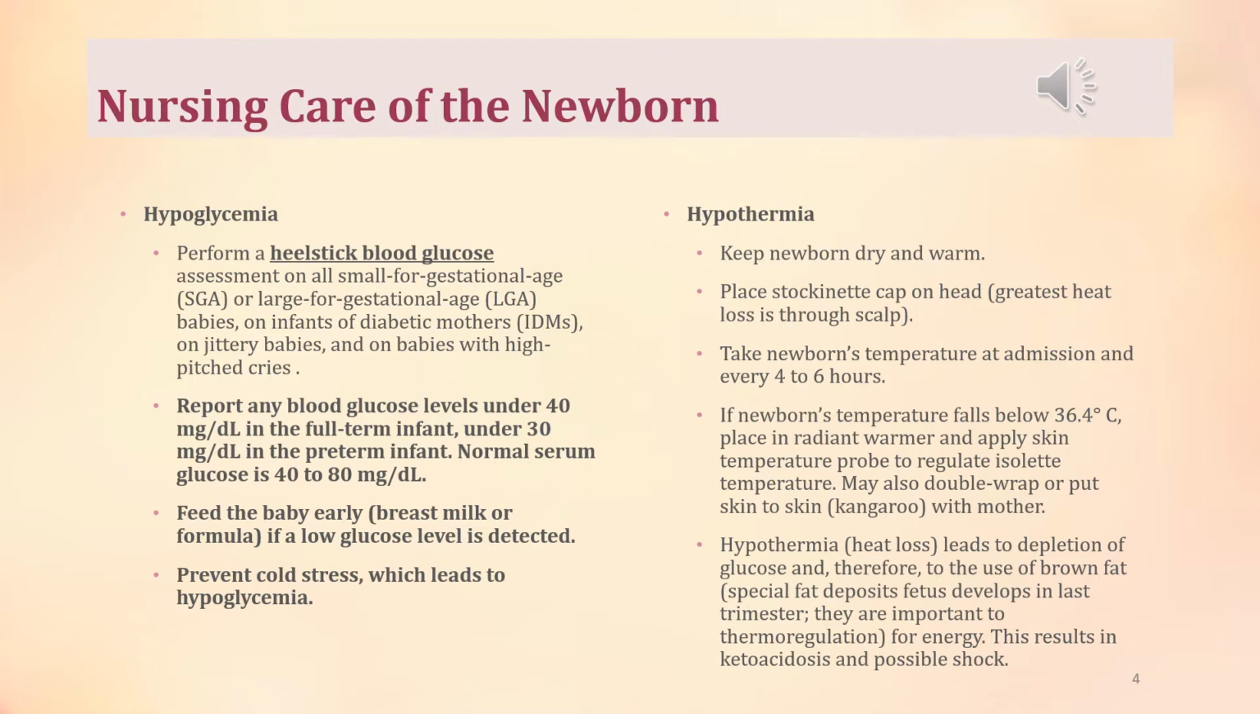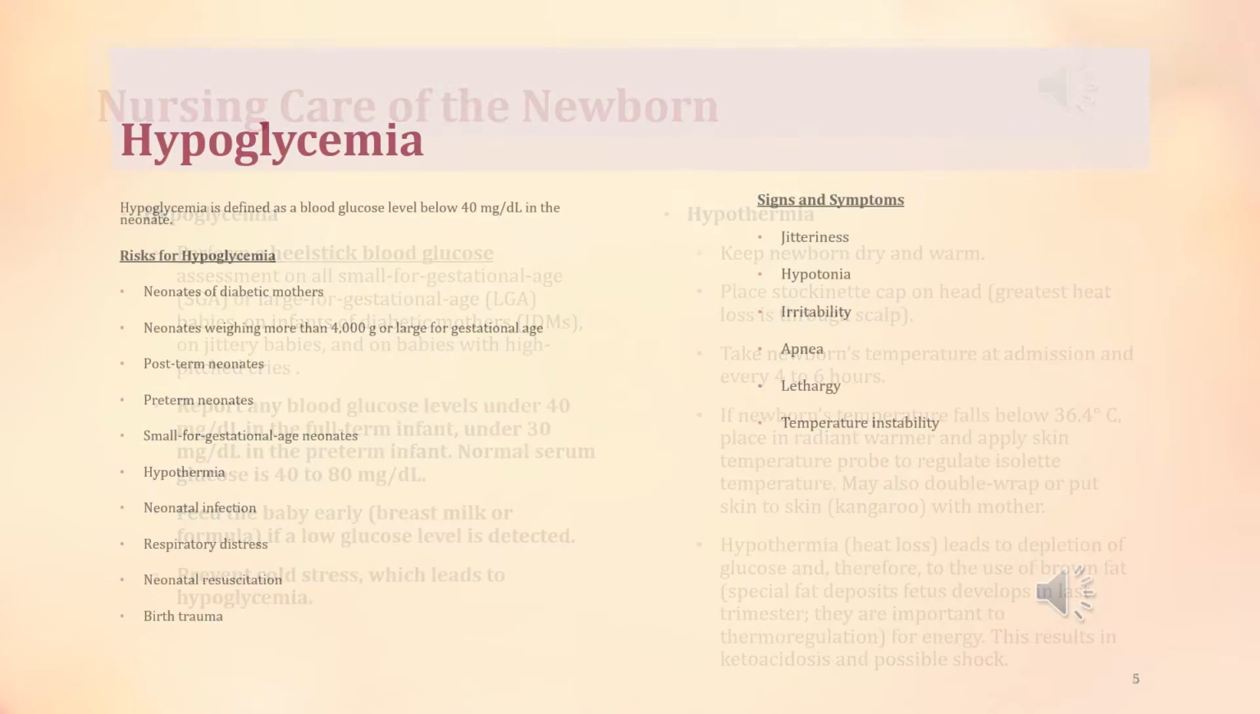So any heat loss can lead to a decrease in glucose because now I'm going to have to use brown fat, which is fat that deposits for the baby that helps keep the baby warm. So if I have to start using this brown fat, then I'm going to be losing more weight. My glucose level is going to go down. Okay, so that can be a big problem for our babies.